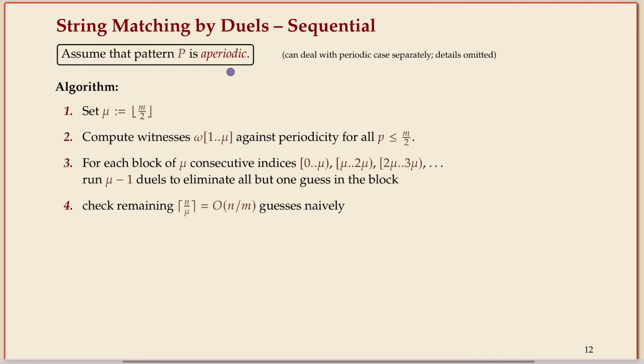As I said before, for what I describe here, we'll assume the pattern is aperiodic, and we'll cover the periodic case only in passing by saying you can do it somehow similarly. We first pick a block size, which is roughly half of the length of the pattern. We know that the pattern is aperiodic, so its smallest period is bigger than m half. And that means we can compute witnesses against all the periods up to this m half. Okay? So aperiodic means these exist.